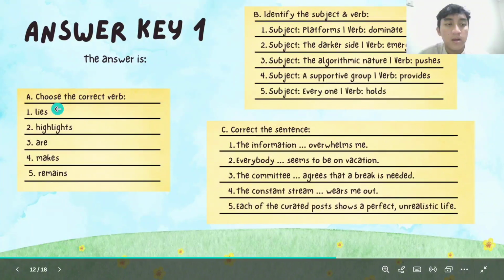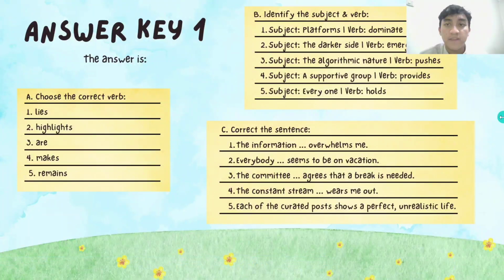Okay, and then this is identify the subject and the verb. Like I said before, where's the subject and where's the verb? The subject is the platforms and the verb is dominate. Same, the subject is the darker side and the verb is emerge. And same for all the answers. And last is correct the sentence. Okay, these are the correct sentences. The information overwhelms me. Everybody seems to be on vacation. The committee agrees that a break is needed. The constant stream wears me out. Each of the curated posts shows a perfect, unrealistic life.